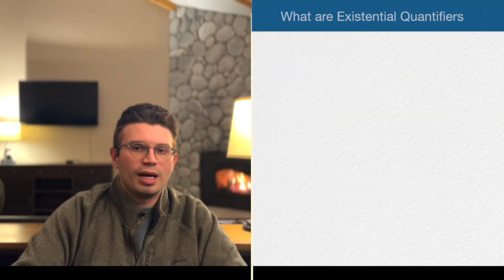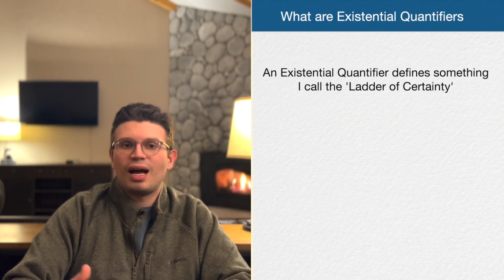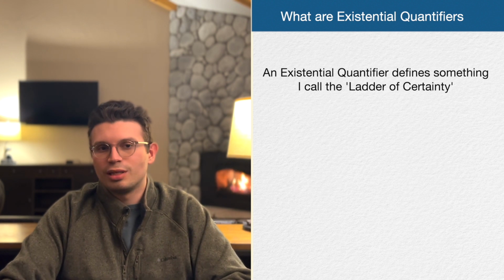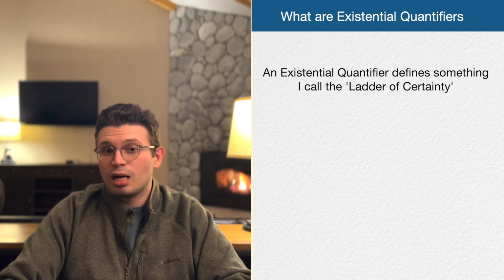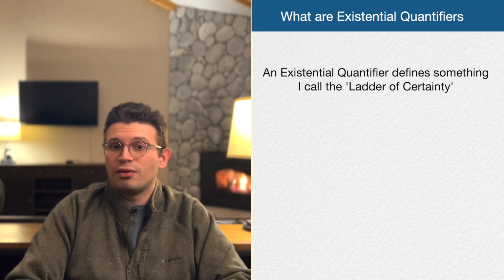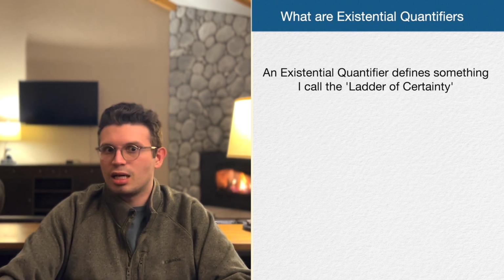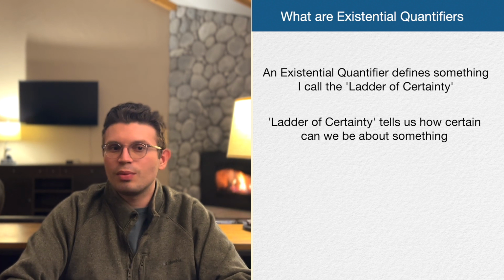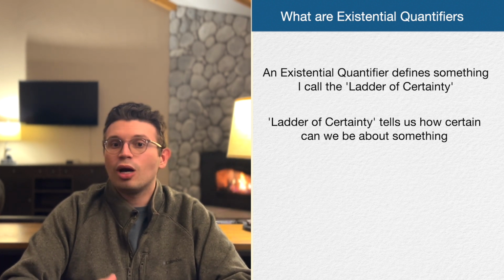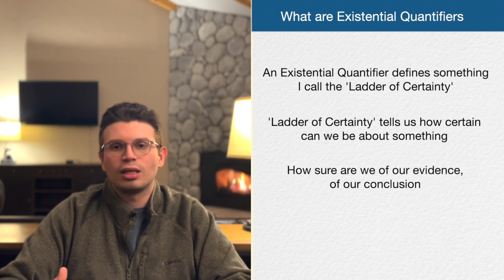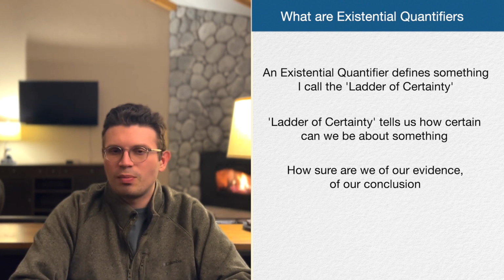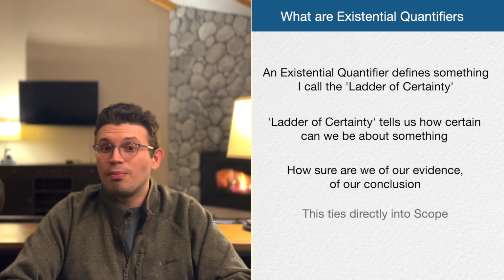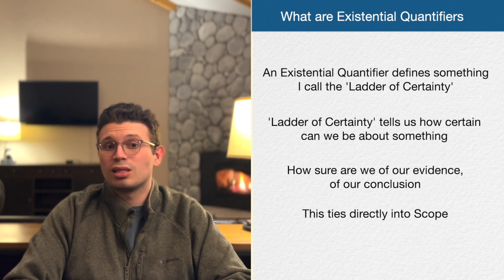So first up, what is an existential quantifier? Okay, an existential quantifier defines something I call the ladder of certainty. That's something we've definitely come across throughout this course so far, and if you've taken a practice test, then you've definitely come across it as well. The ladder of certainty tells us how certain can we be about something. Okay, how sure are we of our evidence, of our conclusion? What proportion of the population are we talking about? It's something that ties very directly into scope.